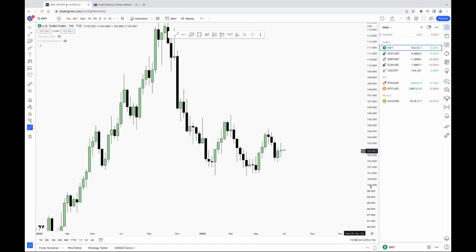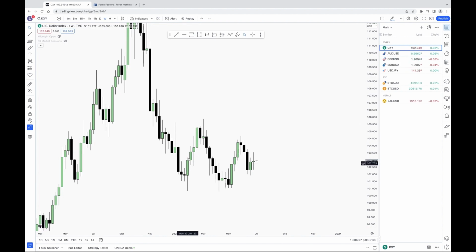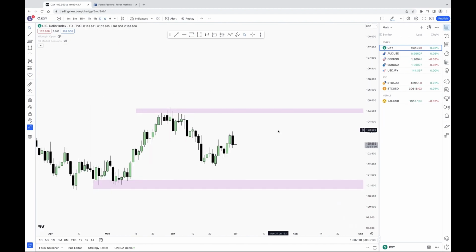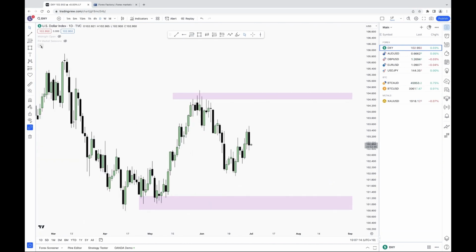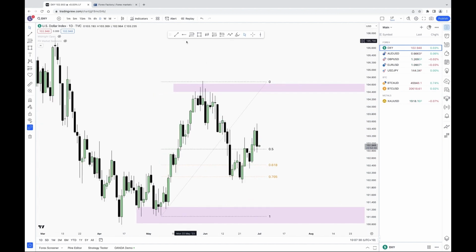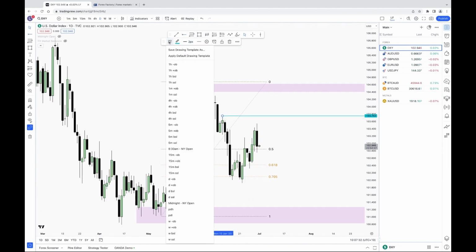So starting on the weekly, we can see the US dollar index has been chopping around here. We can also see that there's liquidity sitting up here and also liquidity sitting down here and down towards the daily. You can see currently there's an upswing that has happened here, and if we put on a Fibonacci, it's currently bounced off the OTE level of 61.8 and 70.5 here. So price is currently reaching upwards, possibly targeting the buy side liquidity here.